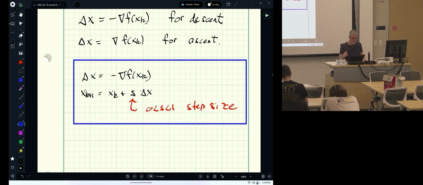Once upon a time, you could get famous for making clever choices of this step size, but they've all been found now, so you can't get famous for that. At least it's unlikely that you can get famous for that.